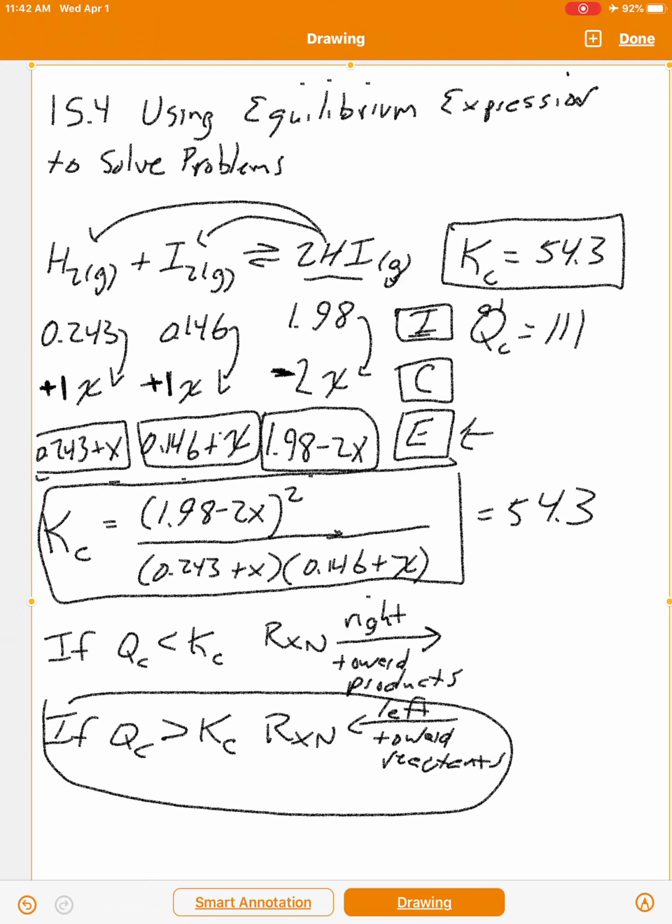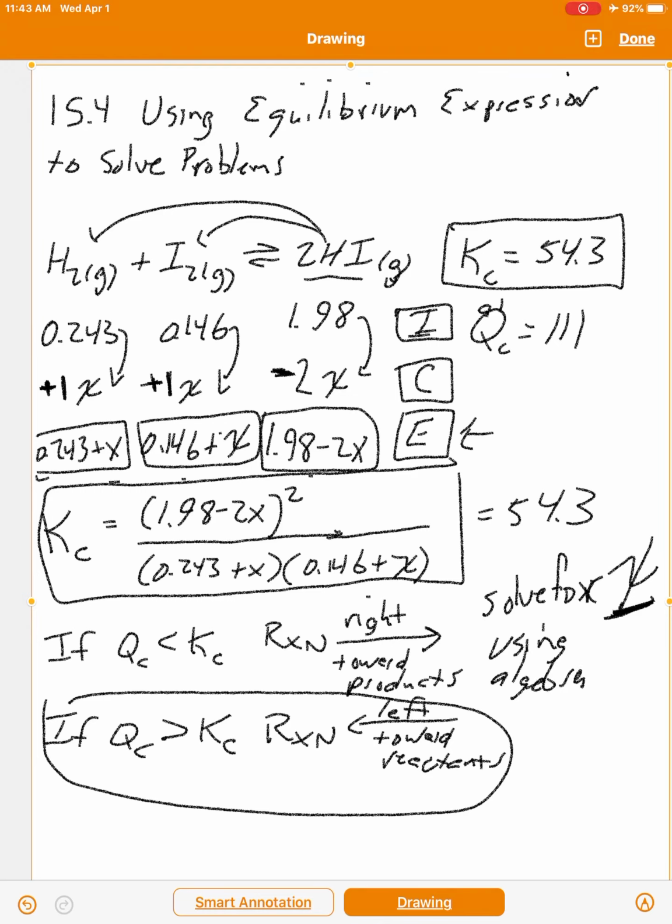Okay? So that would be the expression for the equilibrium constant, which we know is equal to 54.3. So here's what we do with this, and I'm not going to show this in this lecture, but you'll look at it in sample problems. We're going to solve for x algebraically, using algebra.